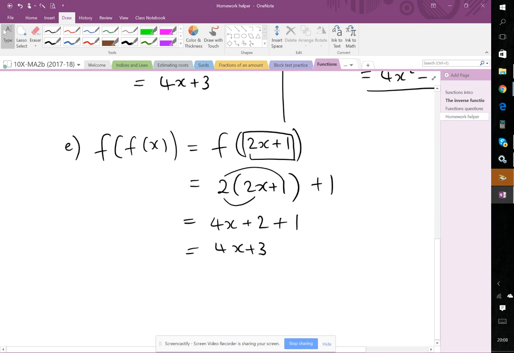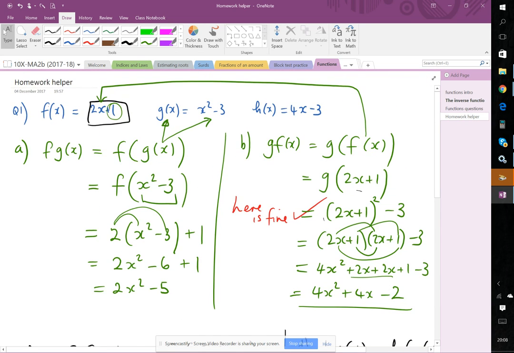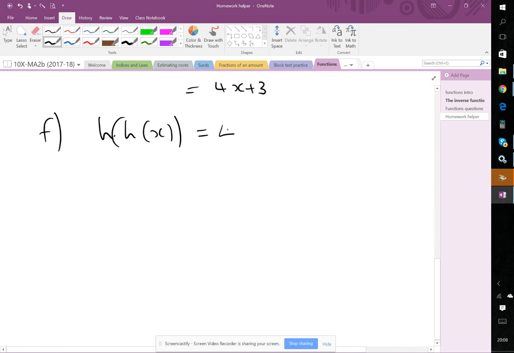Okay, h of h of x. Sorry, not f. It's h of h of x, beg your pardon. So what is h of x? Well, h of x is 4x minus 3. So we leave our outside one there, and we replace the inside with 4x minus 3. Now remember what h of x does. It quadruples the input and then subtracts 3. So we're going to quadruple the new input, and then we're going to subtract 3.